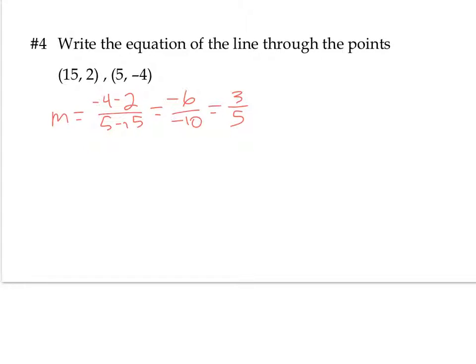And now if I want to find my b value, I take my y equals mx plus b form, and I plug in either point. I'm going to take the point 15 comma 2. If I can avoid taking negative numbers, I'm generally going to try to do that.